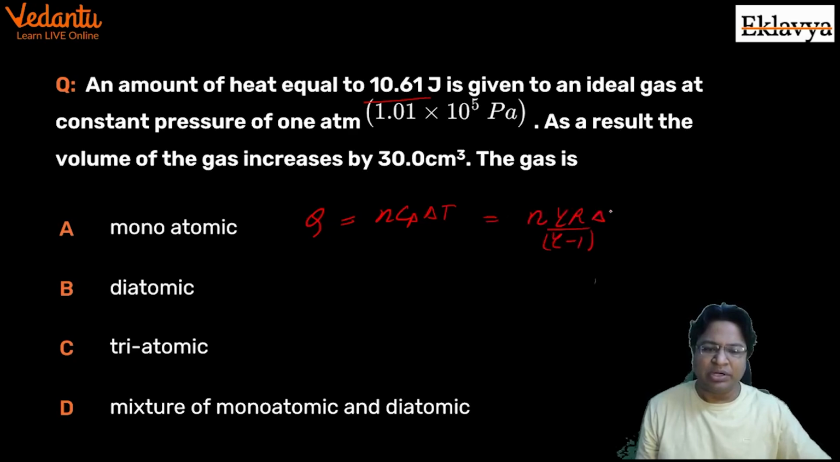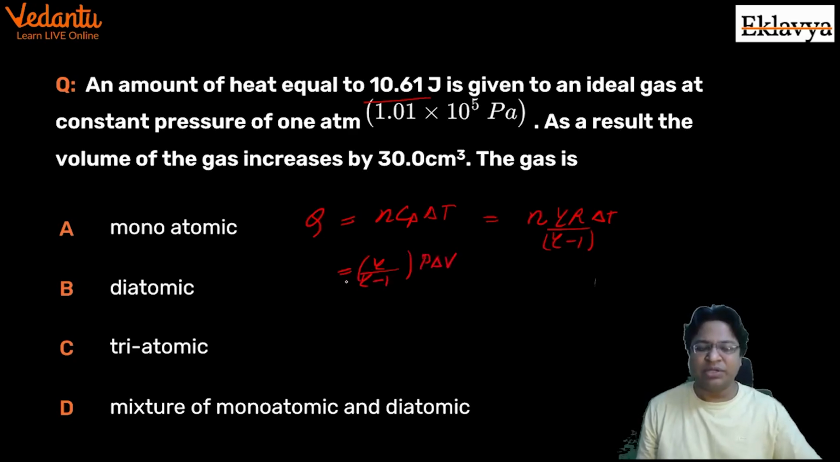All right, and delta T, and nR delta T. So let me separate gamma upon gamma minus 1. nR delta T is the same as P delta V. So using this we can calculate gamma.